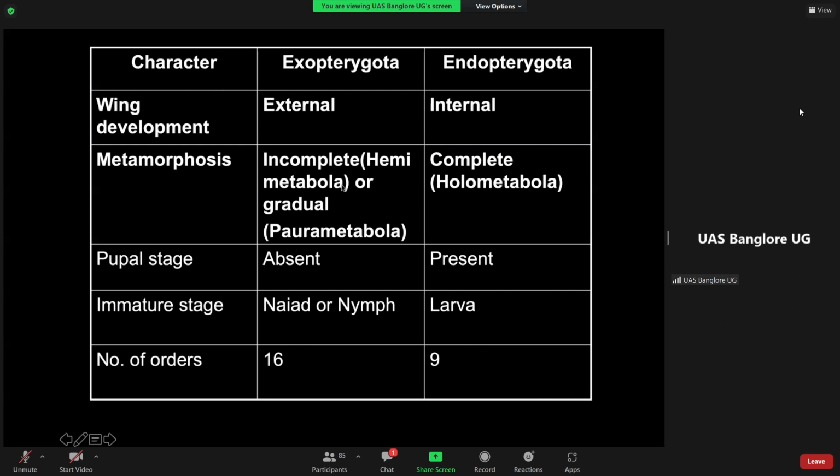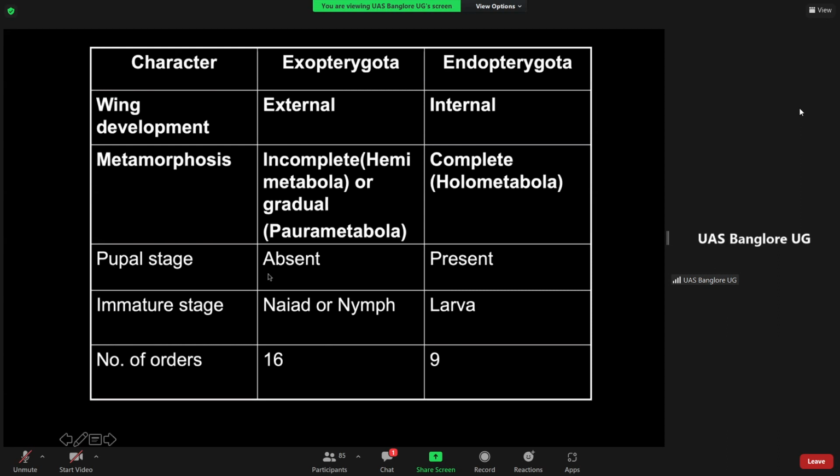For example, your cockroach or your grasshoppers, if you look at them, the wings are developing outside the body. Whereas in endopterygotans, the wing development is inside the body. They become pupa, and suddenly from the pupa you get an adult. The wings are developing internally.